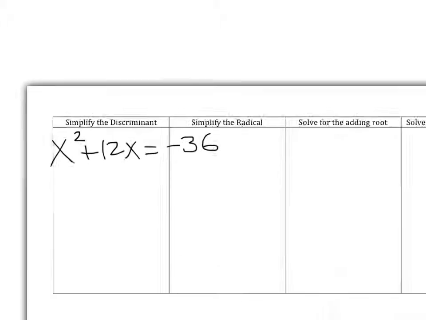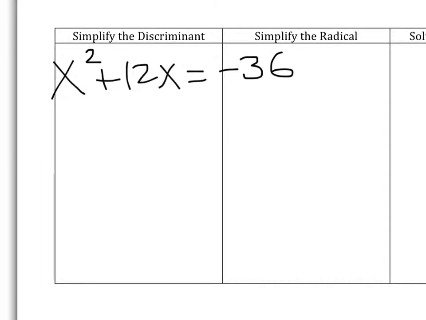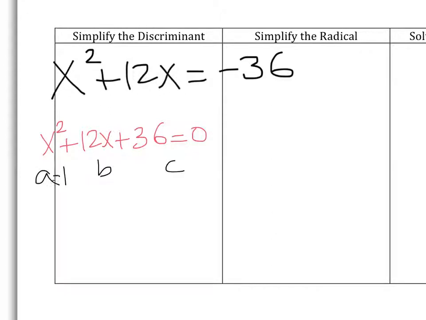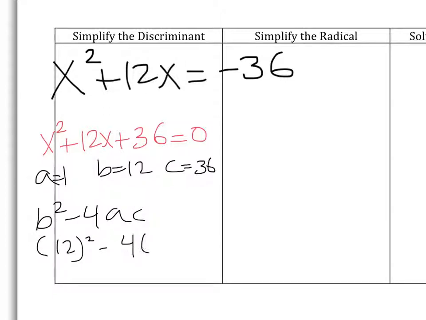Now in this example, again, you need to change it to the standard form. So I'm going to get x squared plus 12x plus 36 is equal to 0. Find your a, your b, and your c. A is 1, b is 12, and c is 36. The discriminant is b squared minus 4ac. So 12 to the power 2 minus 4 times 1 times 36. And if you find that, you're going to get the discriminant is equal to 0.